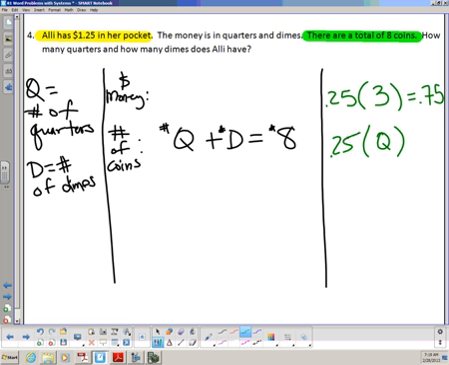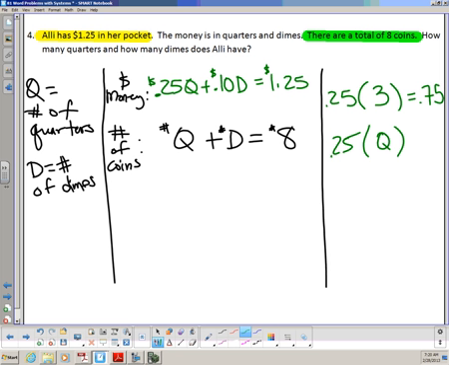So when I do the money equation, I'm going to multiply the Q by 0.25, and I'm going to multiply the amount of dimes that I have by 0.10. So a dime is worth 10 cents. And now I will have a total of $1.25. And notice, 0.25 is a dollar amount. 0.10 is a dollar amount. 1.25 is a dollar amount.